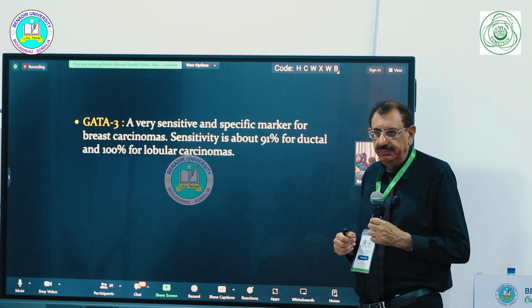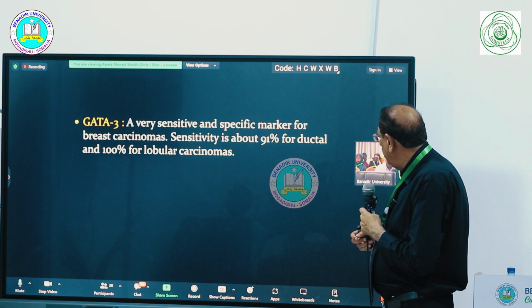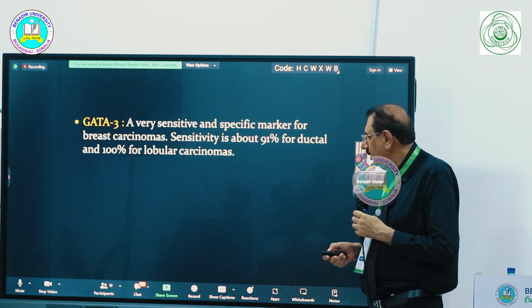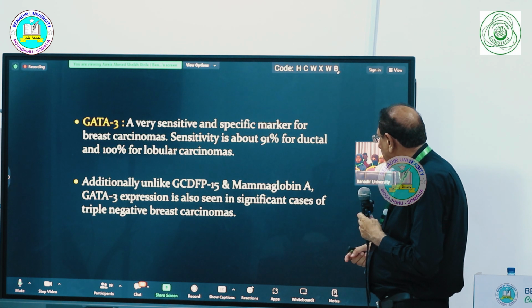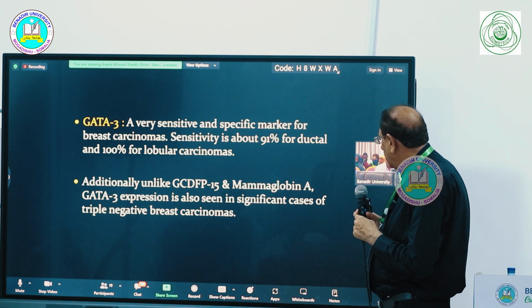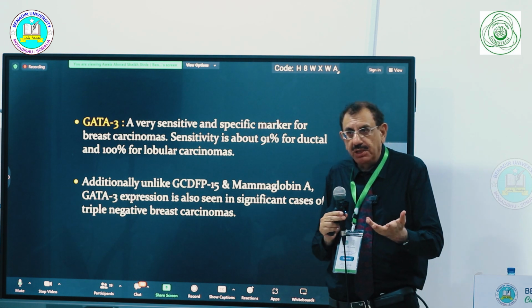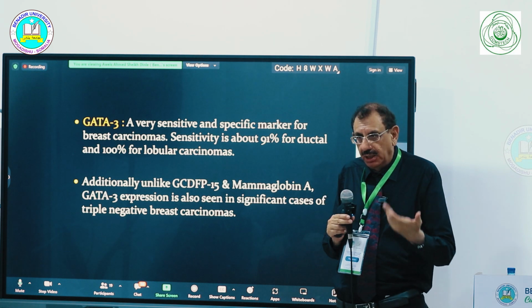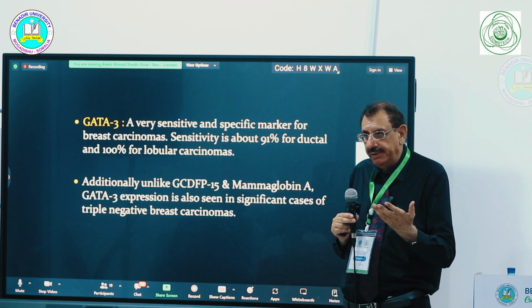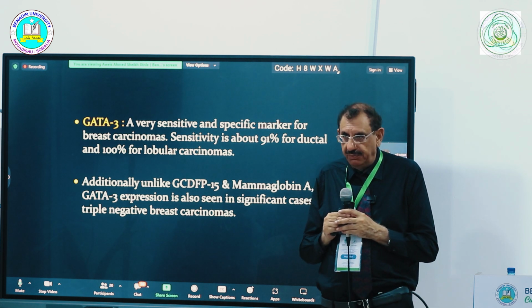The best is GATA3, right? A very sensitive and specific marker for breast carcinoma. Sensitivity is about 91% for ductal and 100% for lobular carcinoma. So GATA3 is the best marker. Additionally, unlike GCDFP and mammaglobin, GATA3 expression is also seen in significant cases of triple negative breast carcinomas, because that will be a challenge. They will be negative for ER, PR, HER2. So in that case, still the sensitivity is so good that even triple negative carcinomas, most of them will stain with GATA3, right?